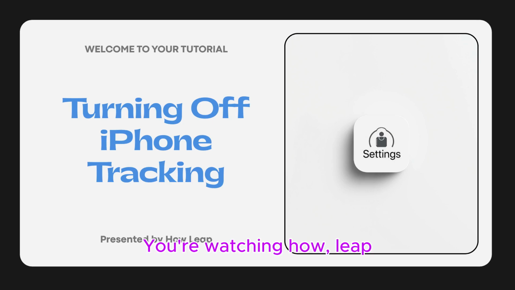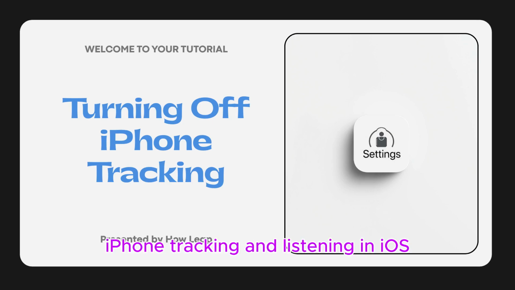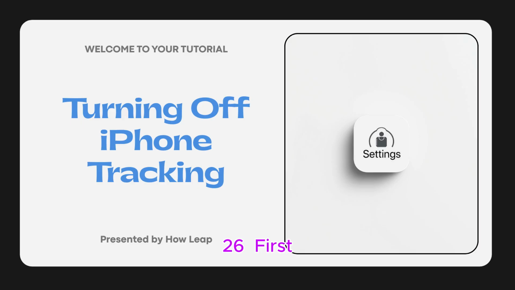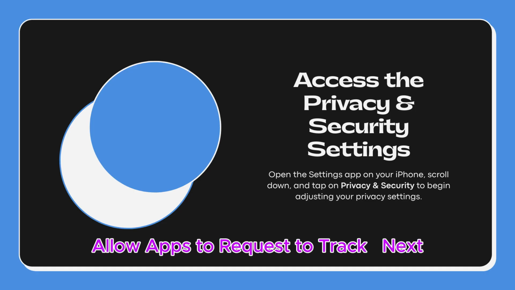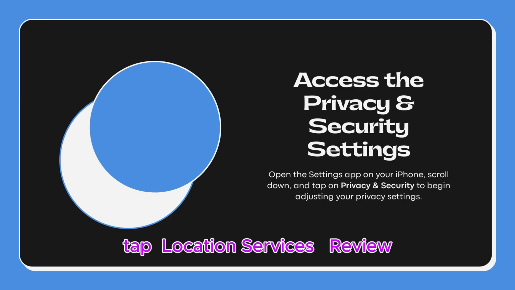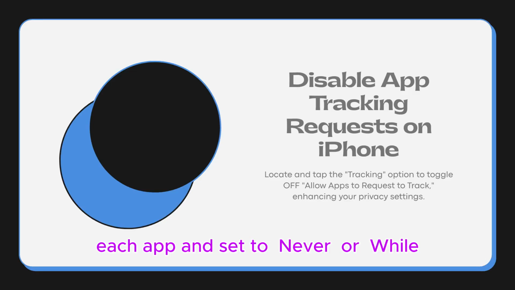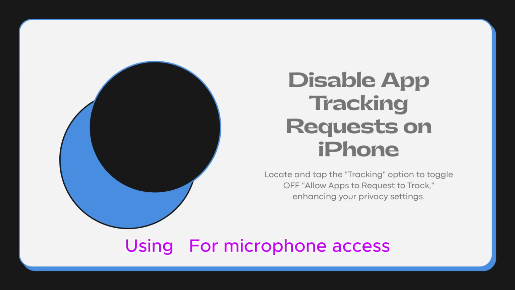You're watching How Leap. Let's turn off iPhone tracking and listening in iOS 26. First, go to Settings, tap Privacy and Security, tap Tracking and toggle off Allow apps to request to track. Next, tap Location Services. Review each app and set to Never or While Using. For microphone access, scroll to Microphone and disable for apps that don't need it.